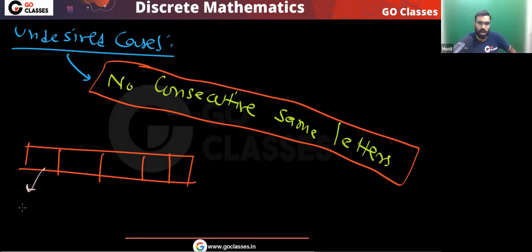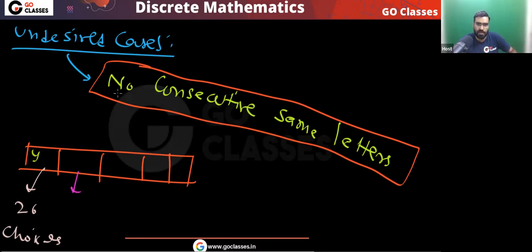For the first position, how many choices do you have? Anything can come. In the first position, anything can come. Let me put, for example, y. Now you tell me, if I put y, how many choices for the next position?